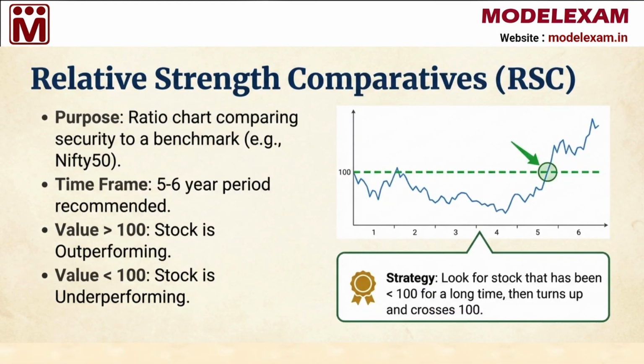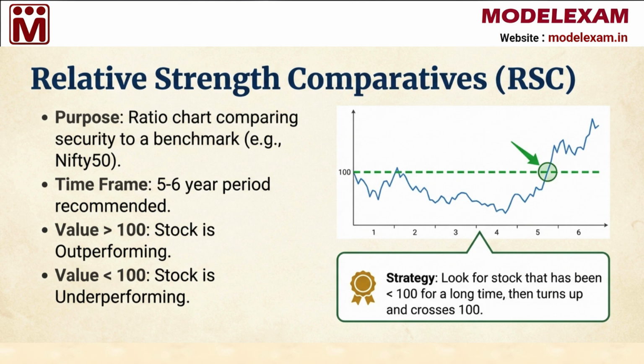We also have a tool for comparison called Relative Strength Comparatives or RSC. This is different from RSI. This tool compares a stock's performance against a benchmark like the Nifty 50 index. We plot this as a ratio line normalized to 100. If the value is greater than 100, your stock is outperforming the market.